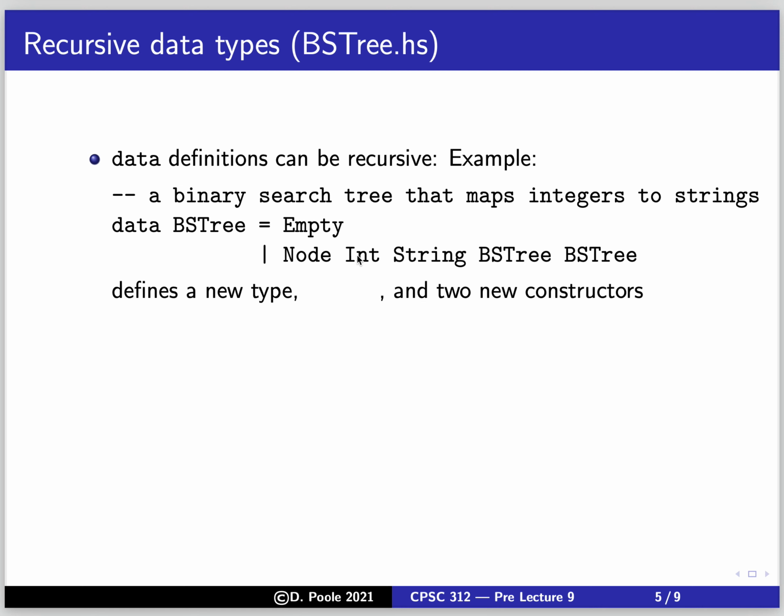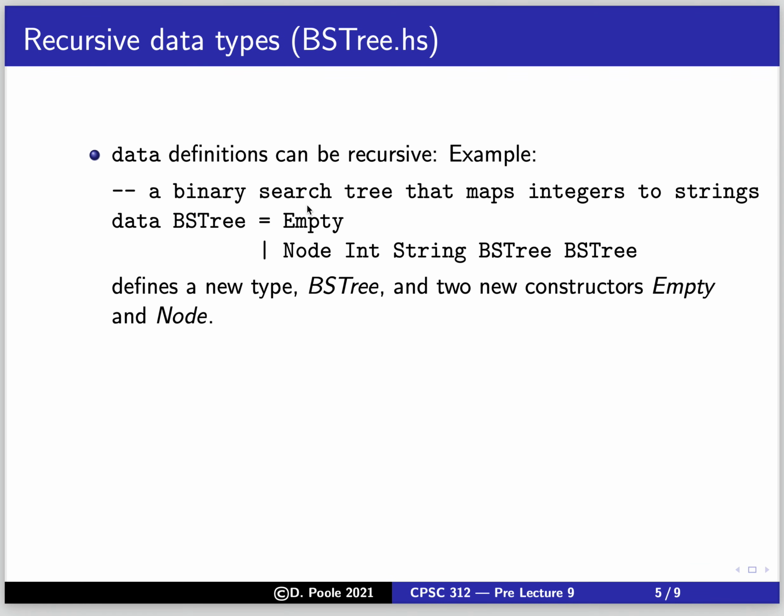And the idea is, binary search trees are useful for tree implementation of dictionaries. So this says we're going to map this integer to this string, and this is the left tree. It's all the ones where the integer key is less than the key, and this is all the ones greater than the key. Okay, so this defines a new type, and we can read it here as this type. And 2 new constructors, empty and node. And it defines not only the constructors, but also how to access them.